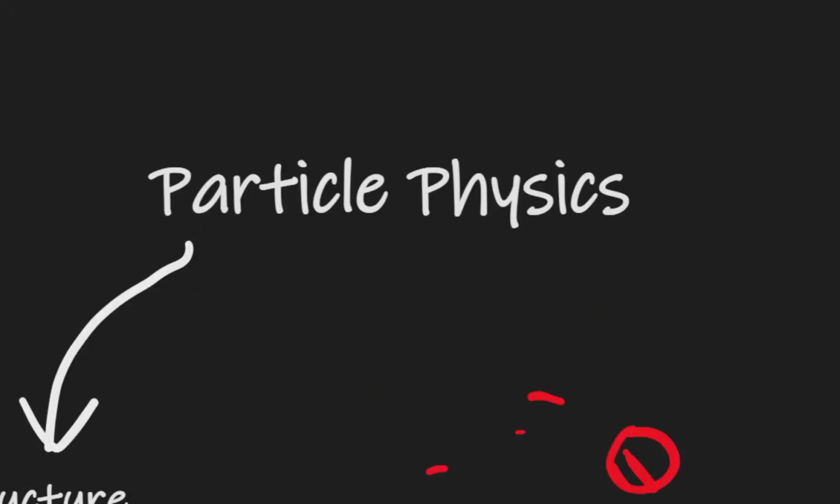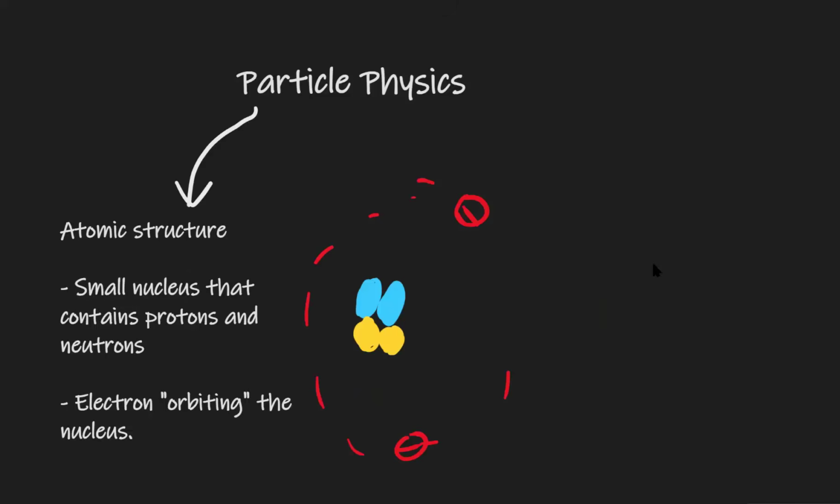Let's revise particle physics. This video will be following the AQA physics specification. So, starting off with atomic structure. The basic structure of an atom is that it has a small nucleus located in the center, and that contains some protons and some neutrons.